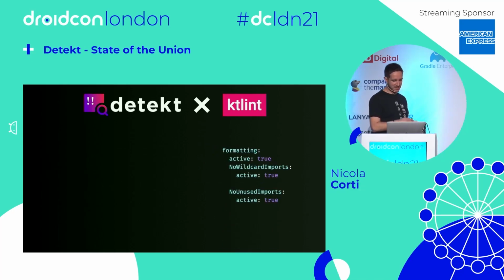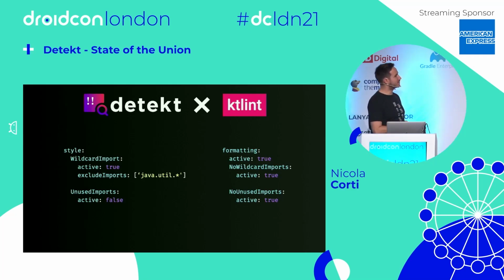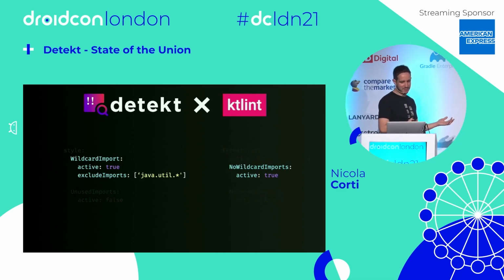On this slide, I actually want to clear up a confusion that people have. We do have the formatting rule set, the Kotlin lint wrapper, and we also have the style rule set, our first-party Detekt rules. And there are some rules that sort of overlap each other. For example, the wildcard imports and the no wildcard imports. This can be confusing because this is a rule from Kotlin lint, and this is a rule from Detekt. So what's the deal behind this? Pay a little bit of attention when you configure your Detekt file, because if you enable everything, you might end up seeing double reports.